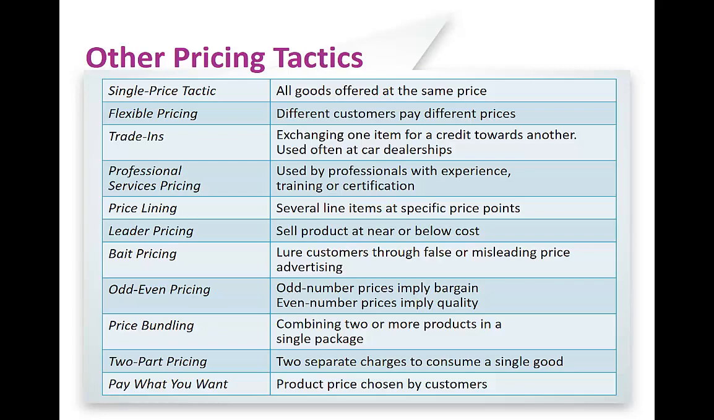For example, it is pretty common in travel agencies. Odd-even pricing. Odd number prices imply a bargain, and even number prices imply quality. Price bundling is combining 2 or more products in a single package. Two-part pricing is for charging 2 separate charges to consume a single good. The last is pay what you want, where product prices are chosen by customers.